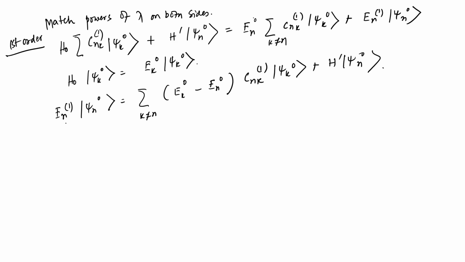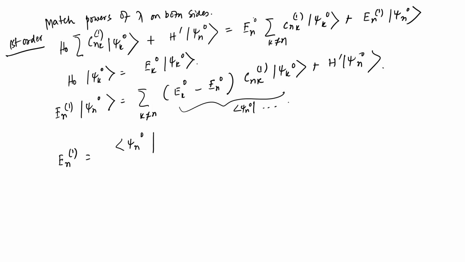You have to take an overlap, an inner product, with psi n 0, or take a conjugate of psi n 0, the bra psi n 0, and that will give you E n 1. This is equal to, so this is psi n 0. Now, if you take an inner product on the left hand side, the psi n 0 will give you 1. So, you are left with E n 1, that is the first order correction to energy on the left hand side. The first term on the right hand side, when you take an overlap with psi n 0, gives you 0.